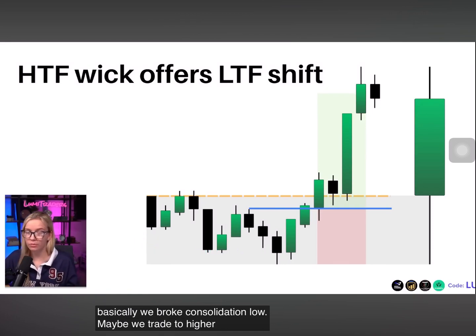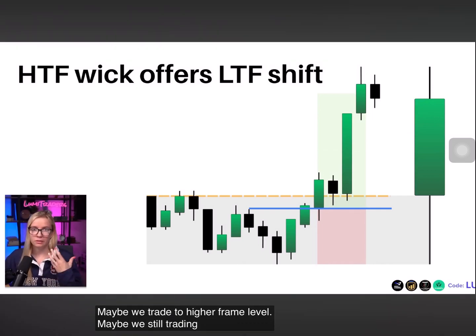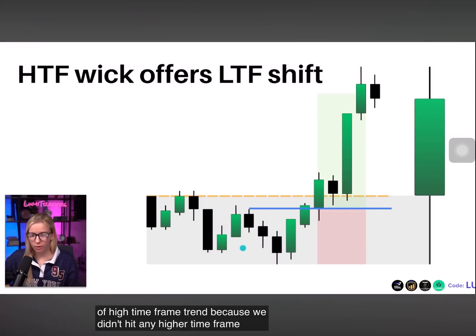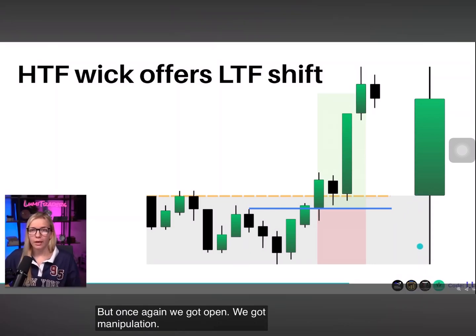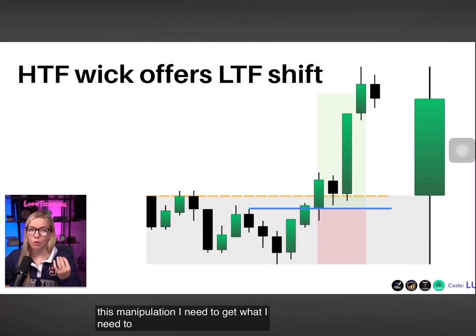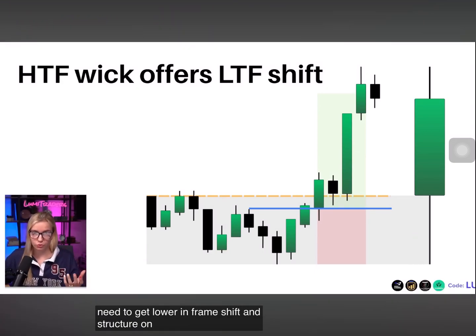Maybe we trade to a high time frame level. Maybe we're still trading in the direction of the high time frame trend because we didn't hit any high time frame level. But once again, we got open, we got manipulation, and in order to confirm this manipulation, I need to get what? I need to get a lower time frame shift in structure on 2-minute chart. It's going to be a 2-minute order block.